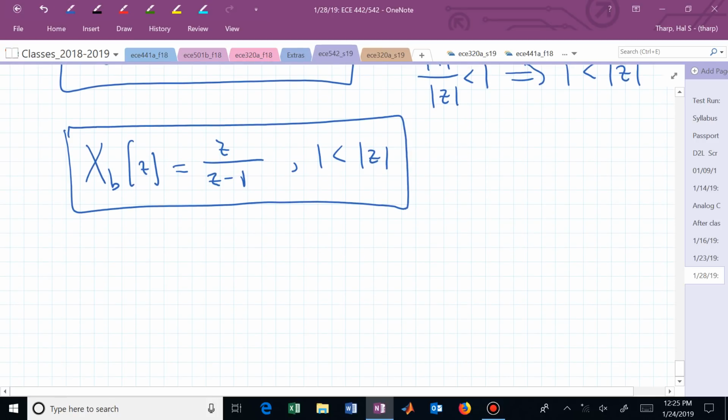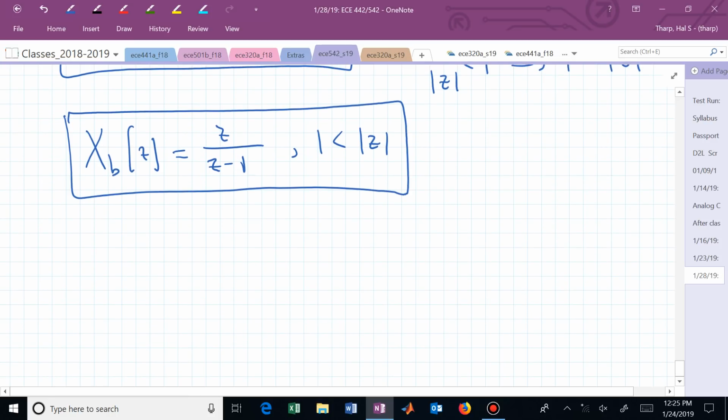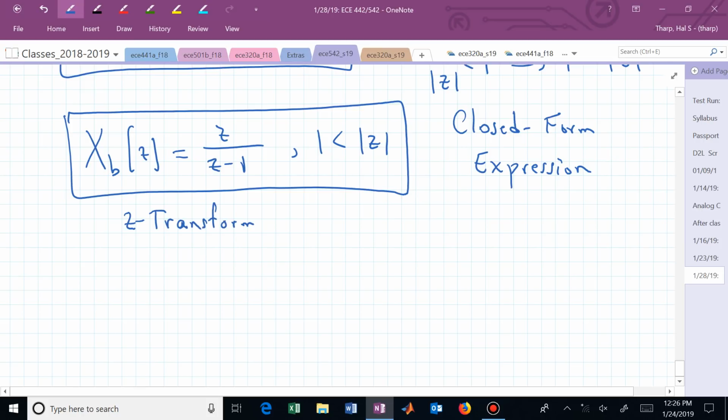And what does the right-hand side of this z transform expression say? This is now our closed form expression, and that maybe looks a little bit better than the infinite series that we had before. There's the closed form expression. This is the z transform of a unit step.